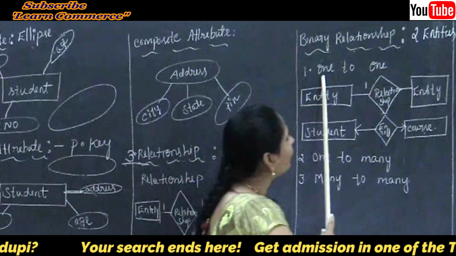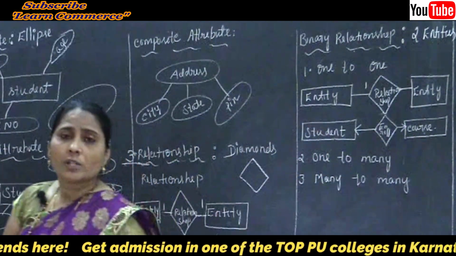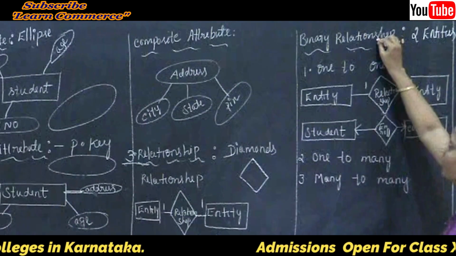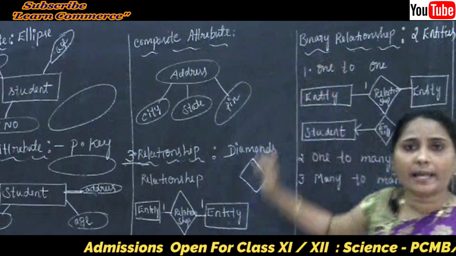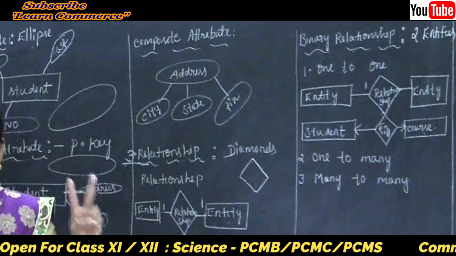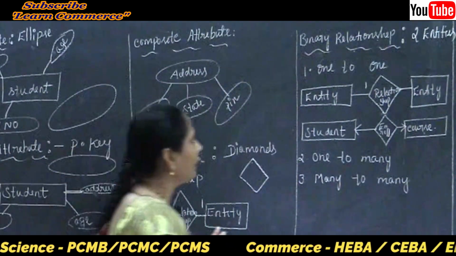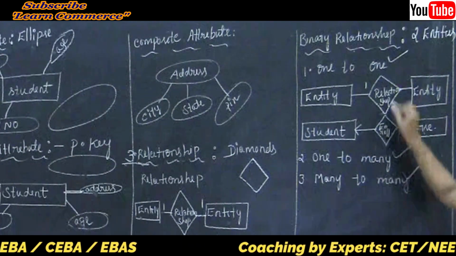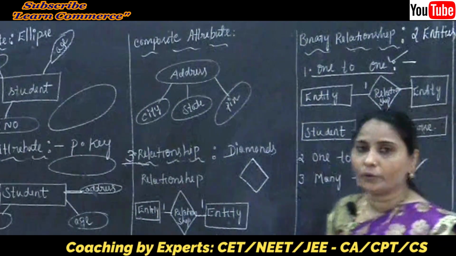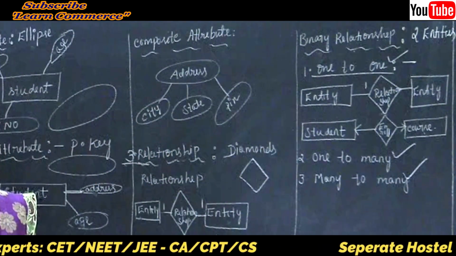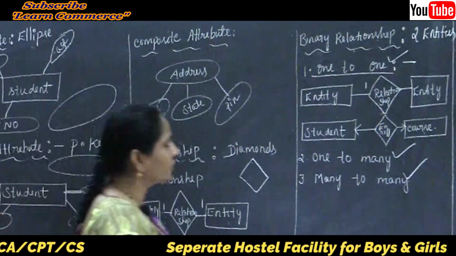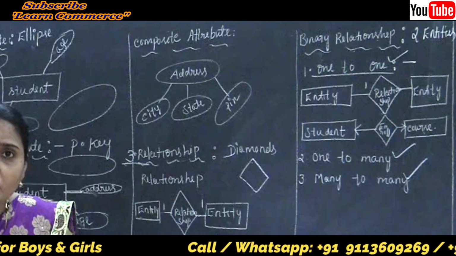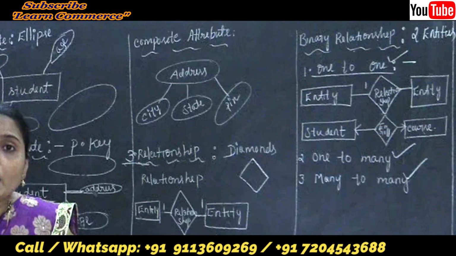Now what about our one-to-one relationship? We already know binary relationship means the relation exists between two tables, between two entities, and such binary relationships are classified as one-to-one, one-to-many and many-to-many. Now let's see the first one, our one-to-one. This type of relationship is rarely seen in the real world. We are going to see it very rarely in the real world.